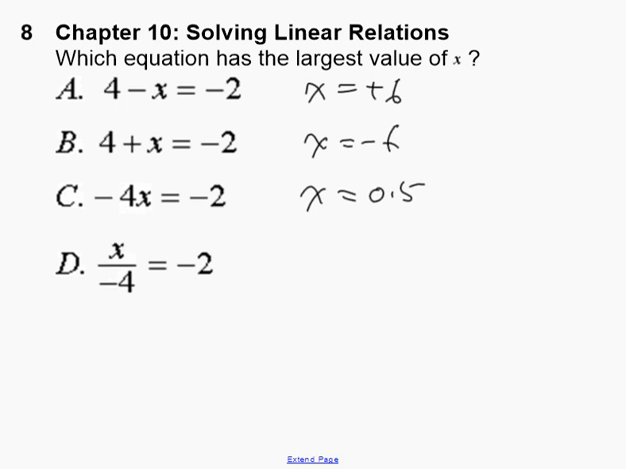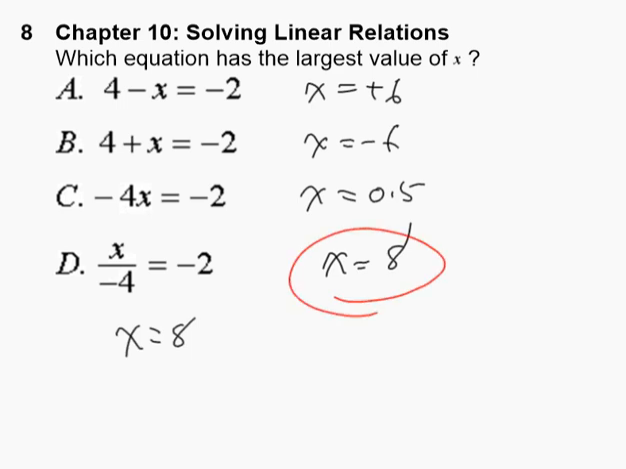And finally, the last one, a negative quarter of what number? We're going to use opposite operation here. We're going to multiply both sides by negative 4. And X would equal 8. So if I think about that again, what number divided by negative 4 is negative 2? The answer, of course, is positive 8 divided by negative 4. So therefore, what is the largest value of X? Our answer is D has the largest value of X of 8.